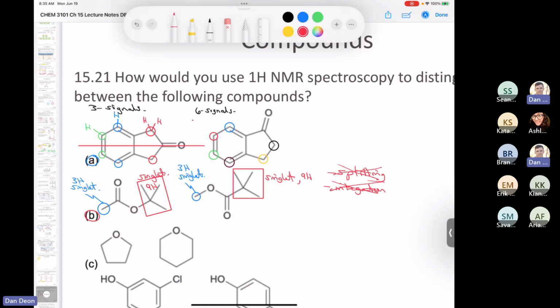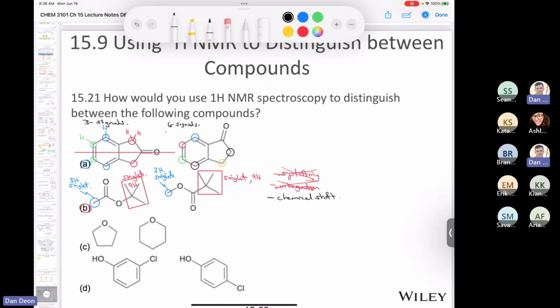Remember, in a proton NMR, there's 3 types of information we get. Splitting, n+1, integration, the area under the signal, and what's the third thing? How are we going to differentiate between these 2 compounds? We're going to use what? Starts with the letter C, ends with chemical shift. That's right, chemical shift is what we're going to use.